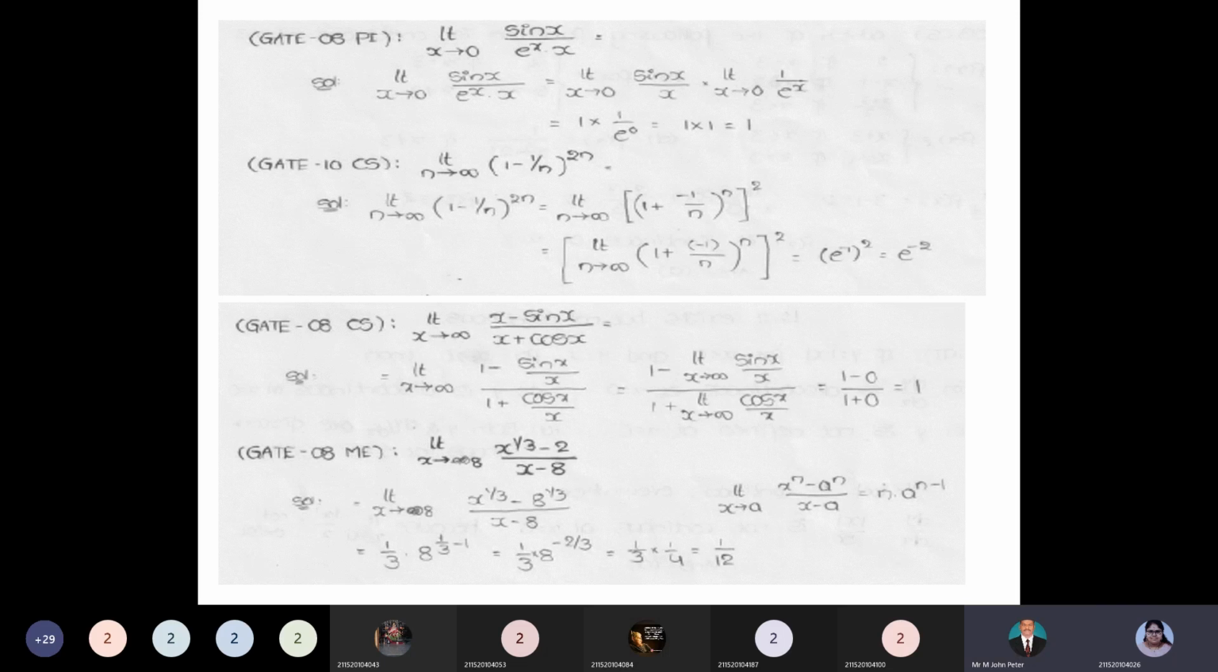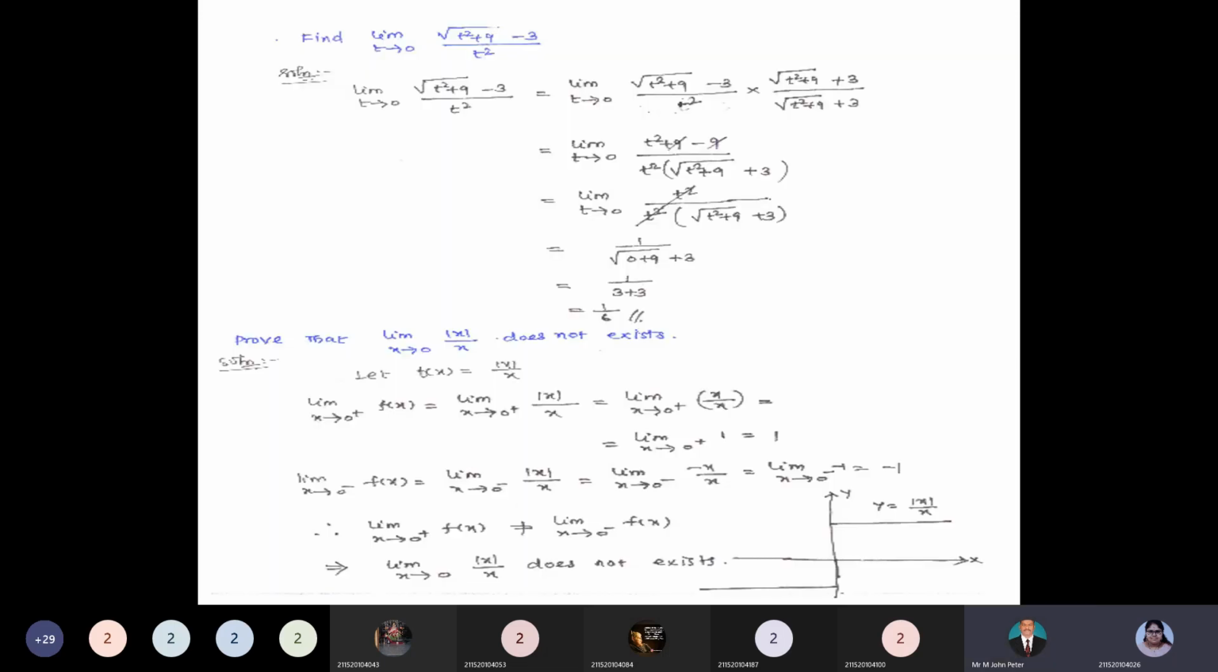So you have to apply these carefully. It looks simple, but without knowing those properties and standard formulas, we cannot solve these problems. So a few more limit problems. Find limit t tends to 0, root of t square plus 9 minus 3, whole divided by t square. Minus 3 is in the numerator, and include t square in the denominator. So that is limit t tends to 0, root of t square plus 9 minus 3 by t square.